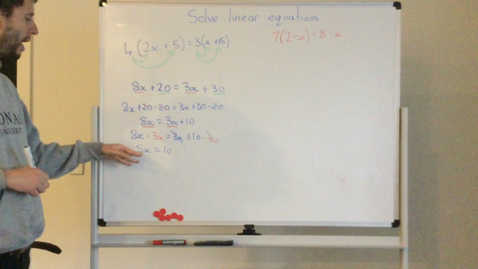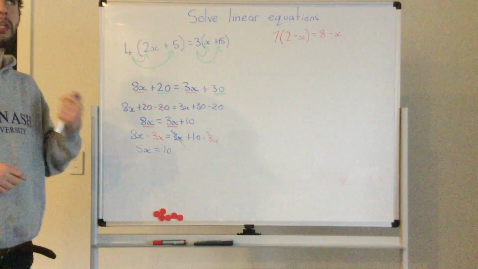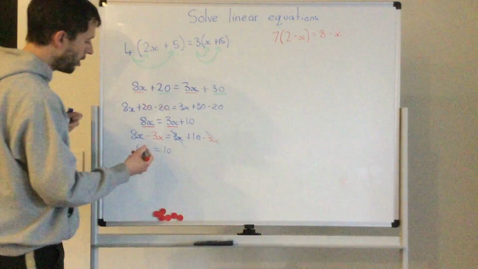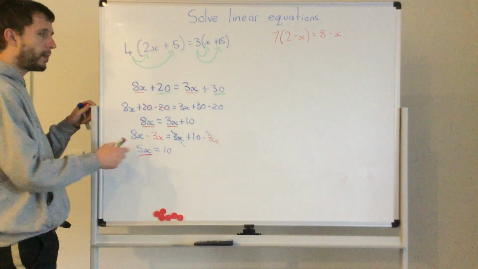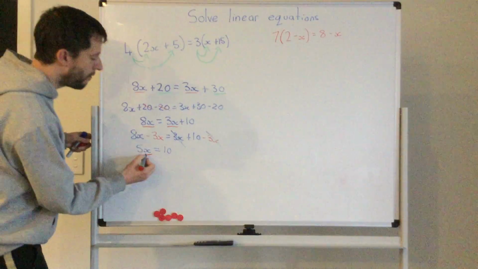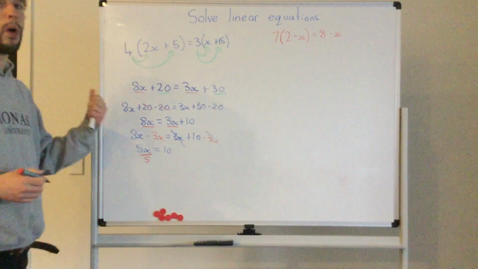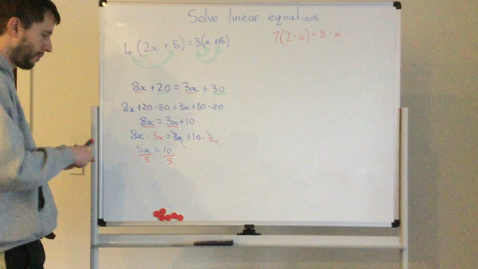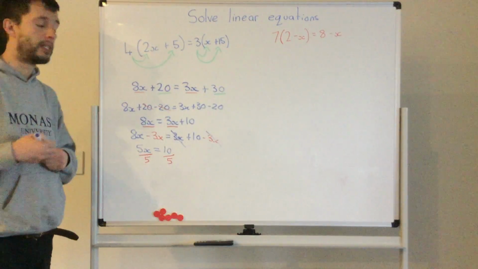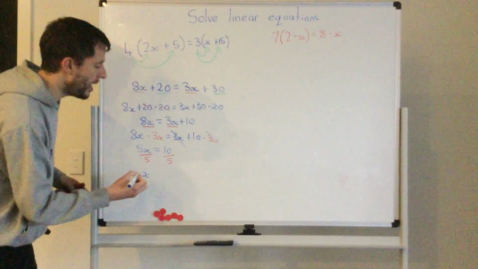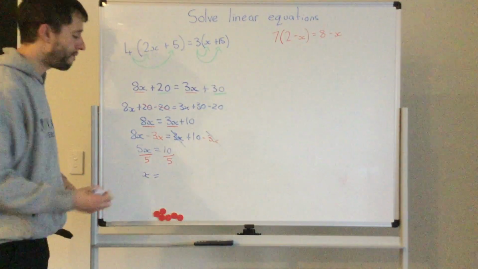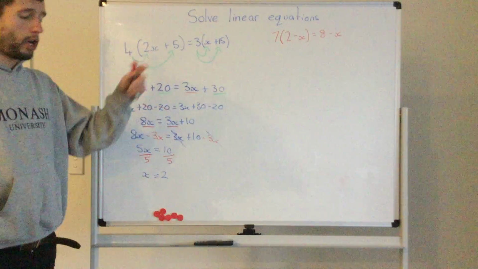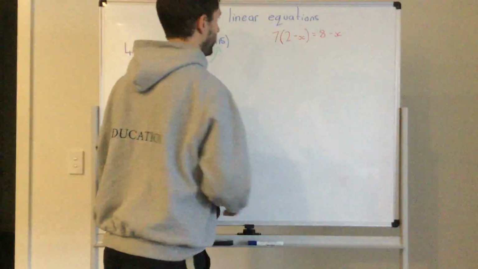So now I've got 5 times x equals 10, so 5 times what equals 10? We know the answer will be 2, but that's because to get rid of times by 5, I'm going to divide by 5. If I divide one side by 5, I must divide the other side by 5. 5 divided by 5 is 1, so it leaves 1x or x, and 10 divided by 5 equals 2. Let's double check over on my other side.